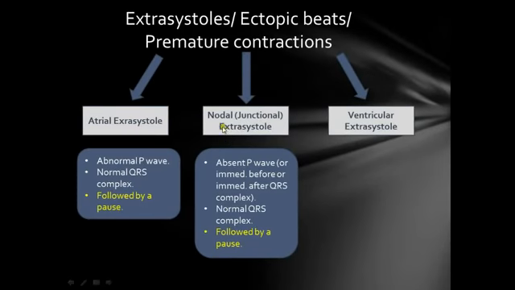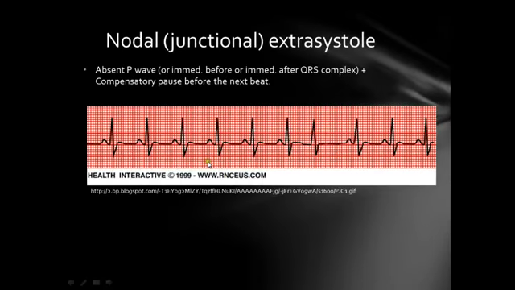The second type is called nodal or junctional extrasystole, and it is exactly the same as atrial extrasystole. The only difference is that the P wave is absent. It could be immediately before or immediately after the QRS complex, but it's usually absent. QRS is normal and it's followed by a pause. We have this example here. Look at the rhythm. The rhythm is irregular here, just at one focus, right here. So this is an extrasystole, and the P wave is absent. QRS is normal, less than 3 small squares, followed by a pause. This is nodal or junctional extrasystole, originating from the AV node.